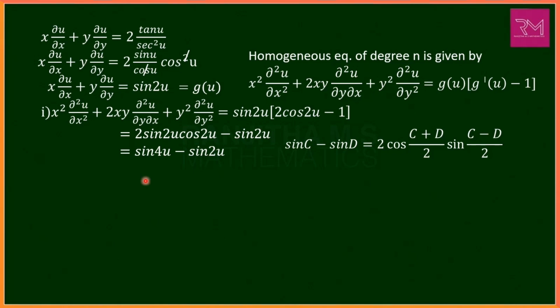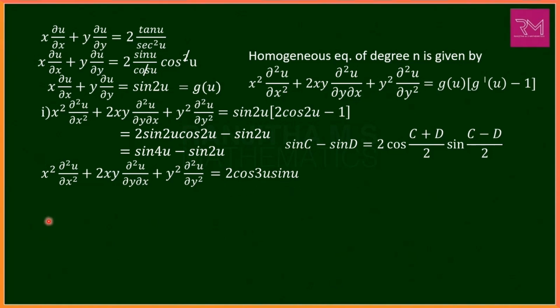Substituting these values here, we get x square into del square u by del x square plus 2xy into del square u by del y into del x plus y square into del square u by del y square value as, substituting c as 4u and d as 2u, 2 cos of 4u plus 2u by 2, that is 4u plus 2u is 6u by 2. Hence we get 2 cos 3u into sin of 4u minus 2u by 2, that is 4u minus 2u is 2u by 2, which is u itself. Hence we get the value as 2 cos 3u into sin u. We have shown that x square into del square u by del x square plus 2xy into del square u by del y into del x plus y square into del square u by del y square is equal to 2 cos 3u into sin u.